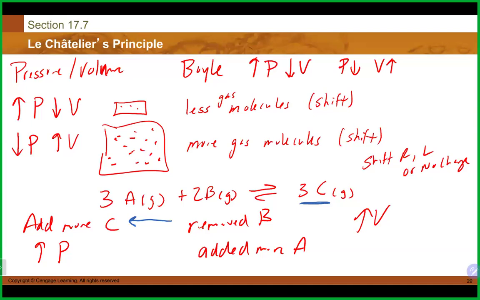Really, the reason why that's going to happen is in this case, we added more products, which means there's more products available to start reacting, which is going to cause the reverse reaction basically to occur. And that's why it's going to shift away from the side we added it to.